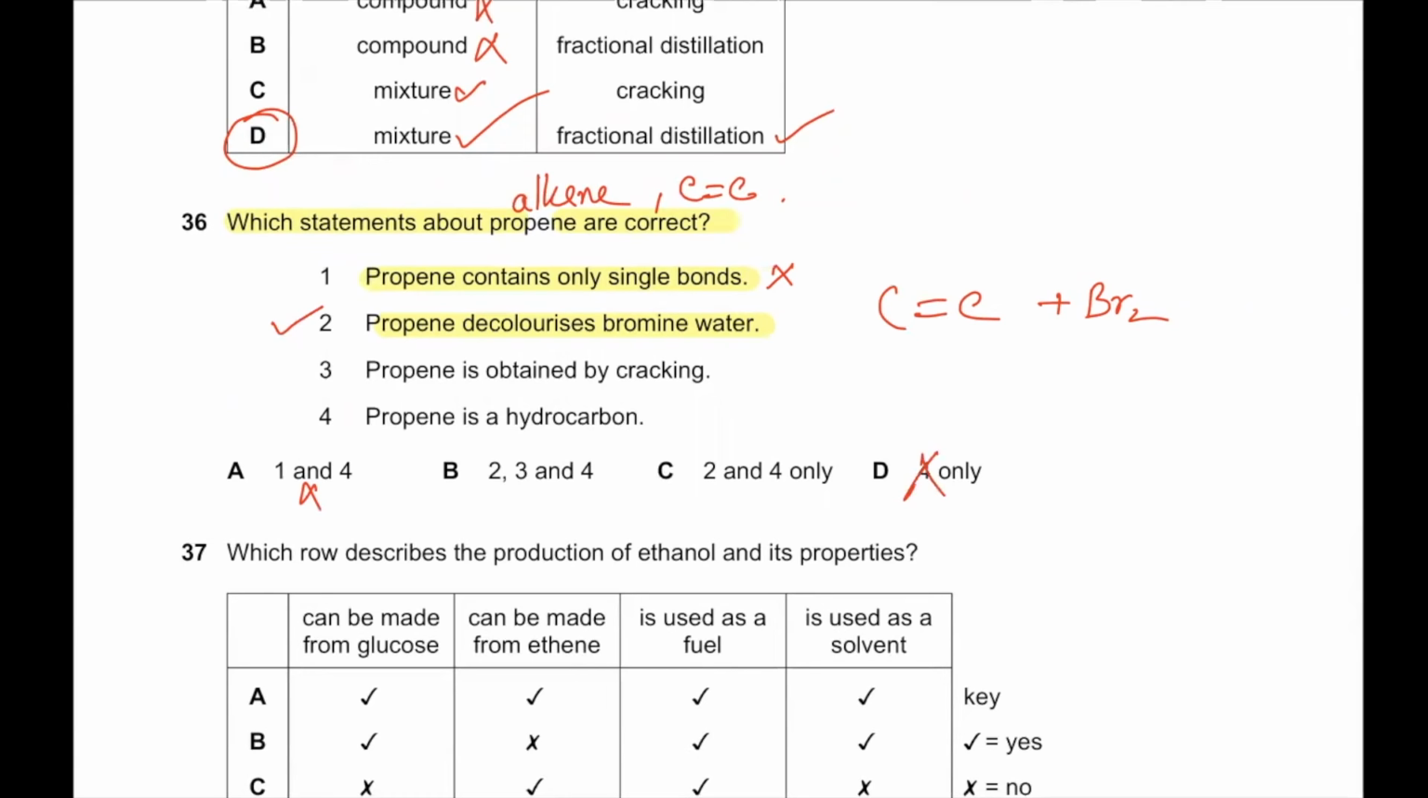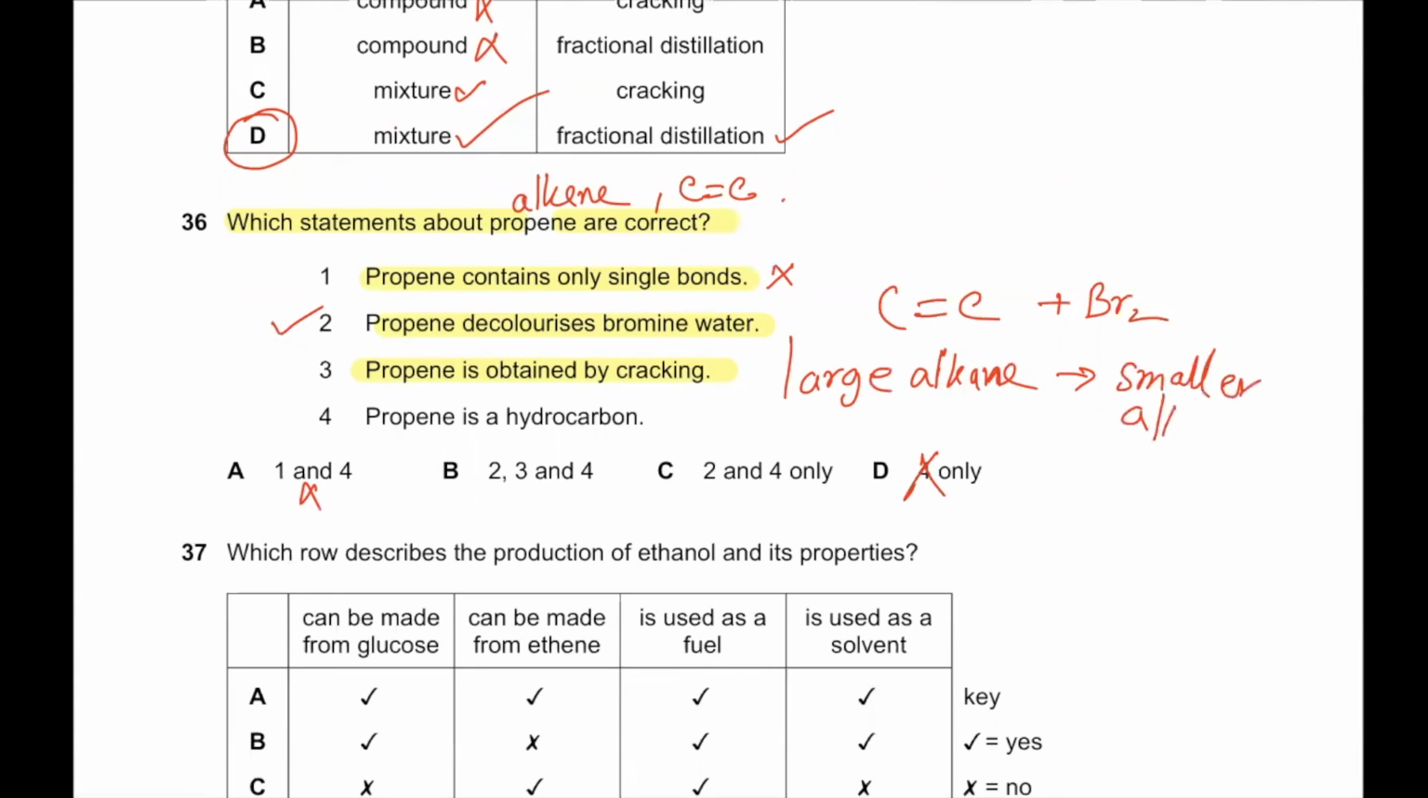Next, propene is obtained by cracking. Yes, we know if large alkanes are broken down, we definitely get smaller alkanes.